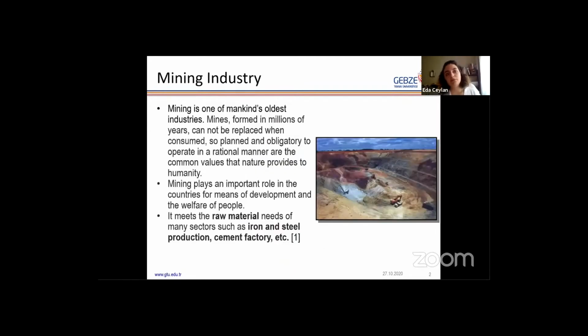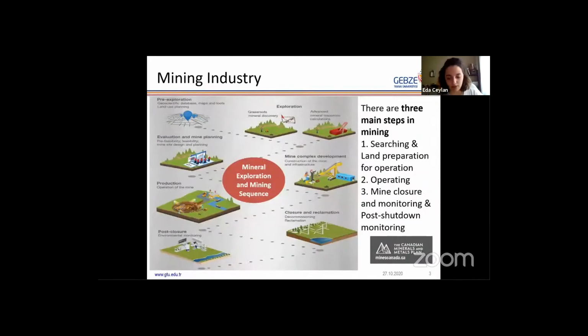Mining is one of mankind's oldest industries. Mines formed over millions of years cannot be replaced when consumed, so planned and rational operation is obligatory, as they are common values that nature provides to humanity. Mining plays an important role in countries for development and the welfare of people. It meets the raw material needs of many sectors, such as iron and steel production and cement factories. You can see the mining process steps in the slide. There are three main steps in the mining process. First, searching and preparation of operation. Second, operation. Third, mine closure and post-shutdown monitoring.